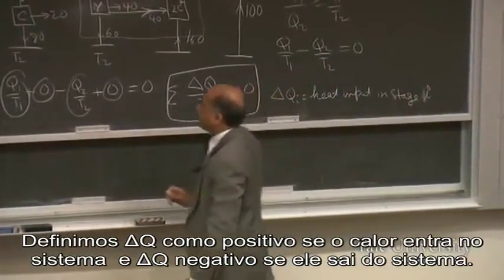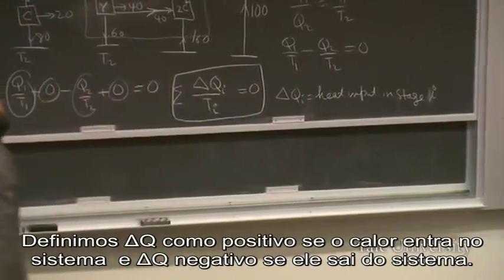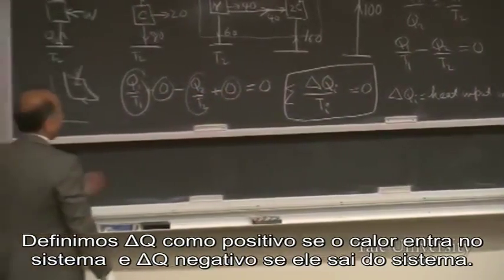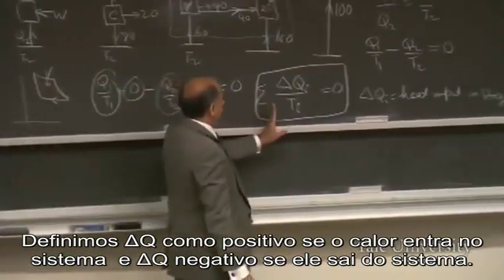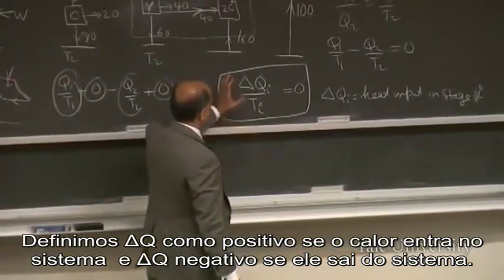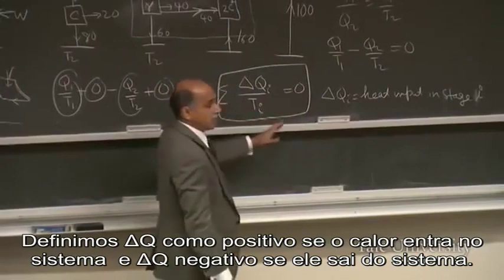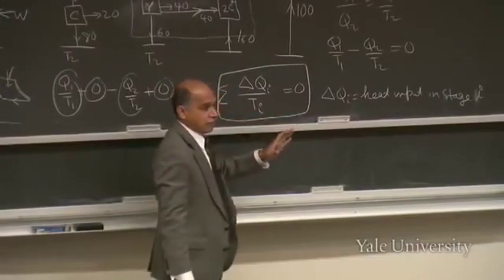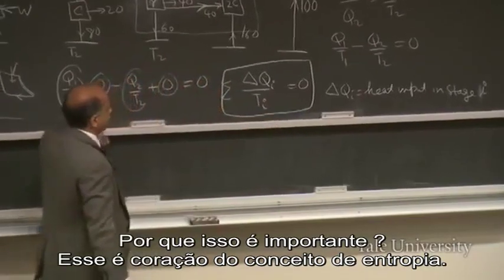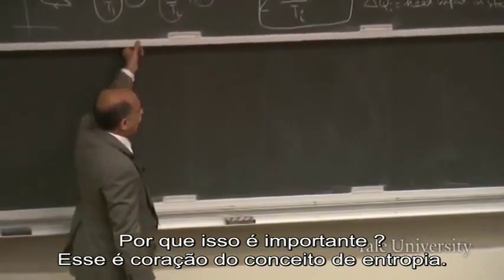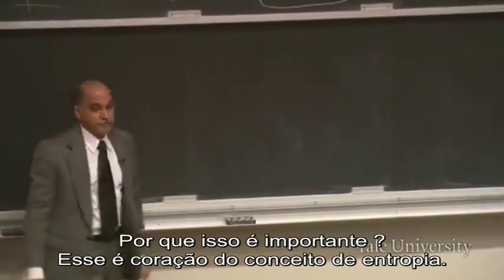So we define Q2 to be positive even though it was rejected by the engine. But in this summation, the agreement I make is delta Q is positive if heat comes into the system, delta Q is negative if heat leaves the system. So why is that important? Now, this is the heart of the whole entropy concept.